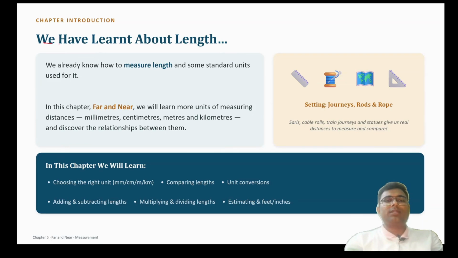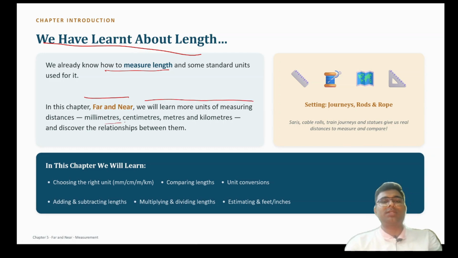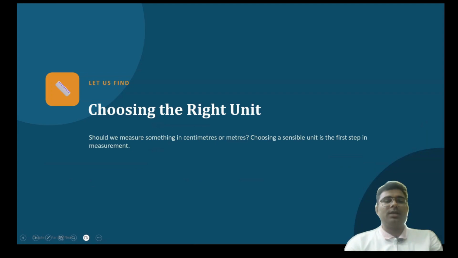So we have learnt about length, how to measure length using the scale given in your geometry box. So in this chapter Far and Near we will learn more units of measuring distance, millimeter, centimeter, meters and kilometer, and discover the relationship between them. Choosing the right unit. Should we measure something in centimeter or meter? Choosing a sensible unit is the first step in the measurement.